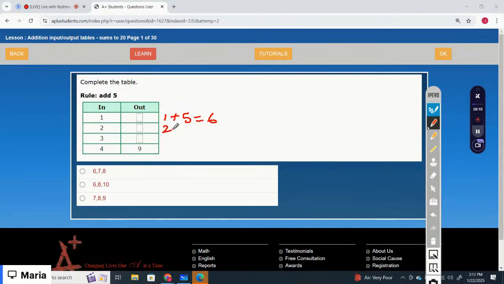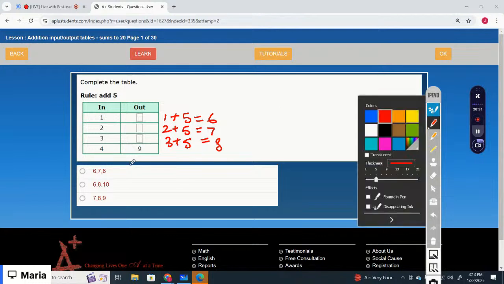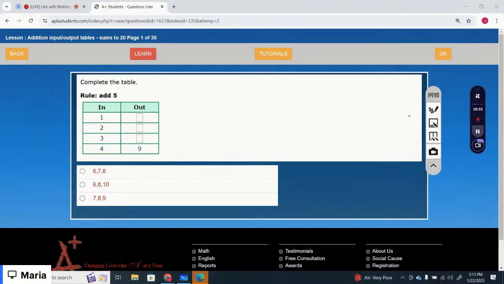The next one is 2 plus 5. So 2 plus 5 is 7. Then you have 3 plus 5. So 3 plus 5 is 8. That is 6, 7 and 8. Option number 1 is the correct option.